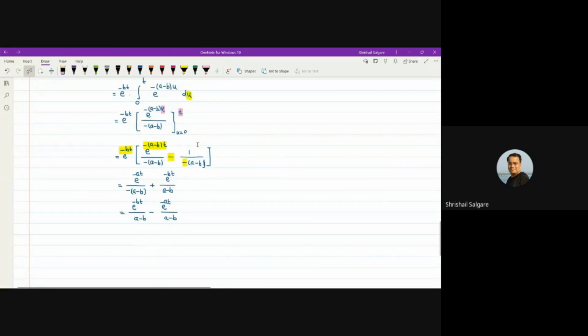So therefore, the inverse Laplace transform of 1 upon (s plus a)(s plus b) is given as e to the power minus bt minus e to the power minus at, divided by a minus b. Okay, that is the answer. So any question up to this?